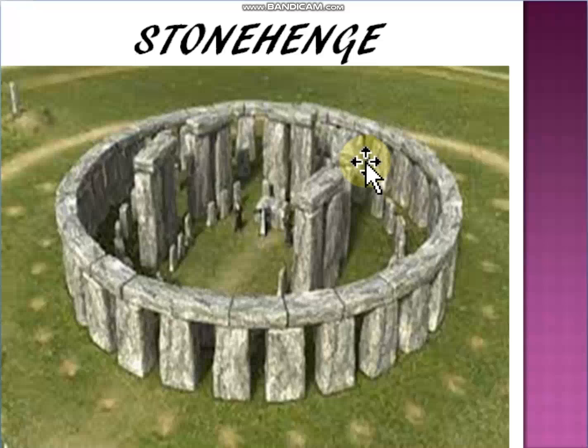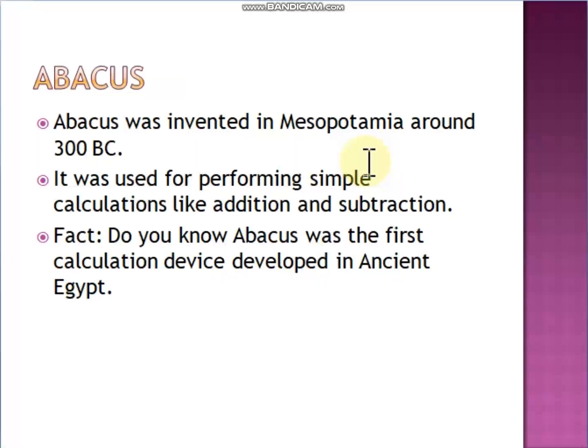Okay, moving ahead, we have abacus. Now abacus, very popular, everybody knows. Abacus was invented in Mesopotamia around 300 BC. It was used for performing simple calculations like addition and subtraction. Now earlier the Stonehenge was not used to do any calculation. Next, when abacus was introduced, it started being used for addition and subtraction. And do you know, abacus was the first calculating device developed in ancient Egypt.